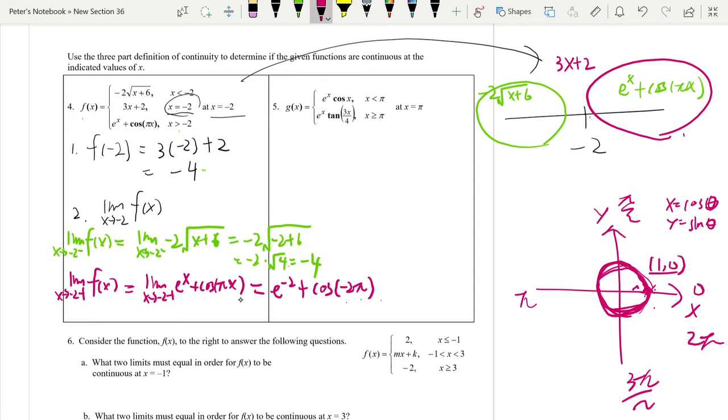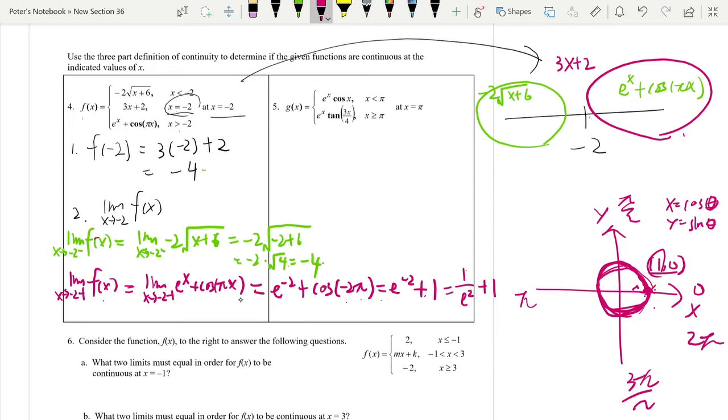So here cosine, right? So guess what? That's going to be 1. So right now you have e to the negative second plus 1. And then that doesn't really seem like it's going to be equal to negative 4, right? You can also rewrite this as 1 over e to the second plus 1. That is still a number. We cannot simplify further. We can write it differently, but there's really no point to it.